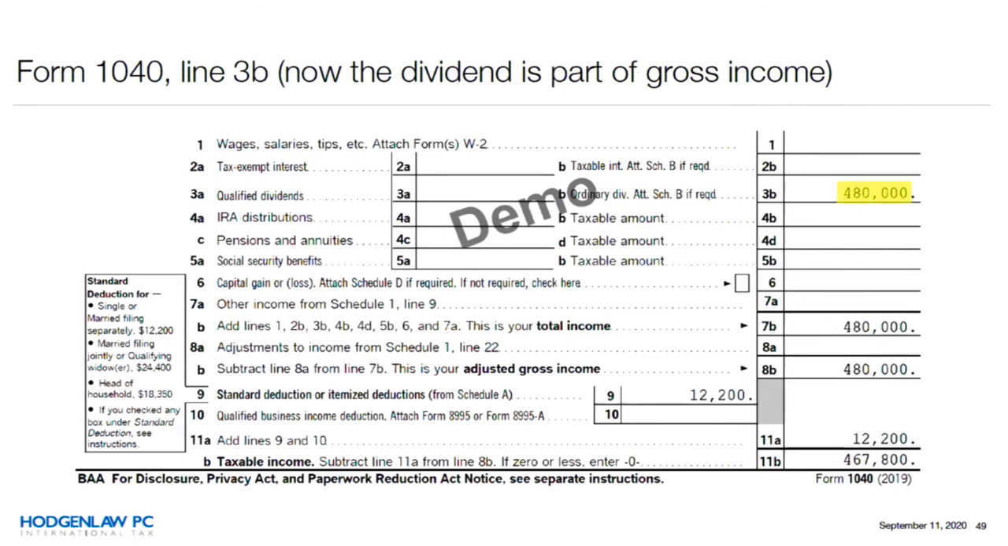By contrast, if you decided it was a qualified dividend, you would have put it in box 3A, and then computed the tax liability on the worksheet and then ported that number onto line 12A, just as the summary, as the conclusion of that worksheet.